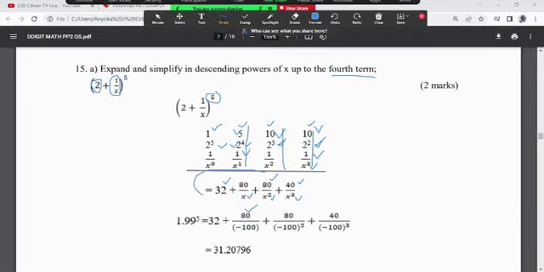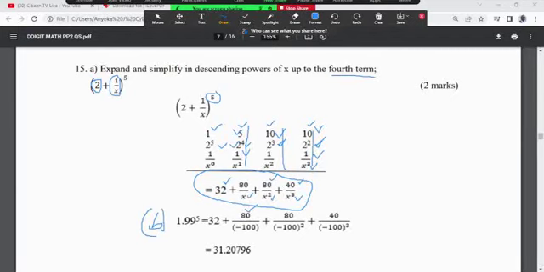We have answered part A, where we are expanding without coefficients. We are expanding and introducing the coefficients. Now part B of the question.